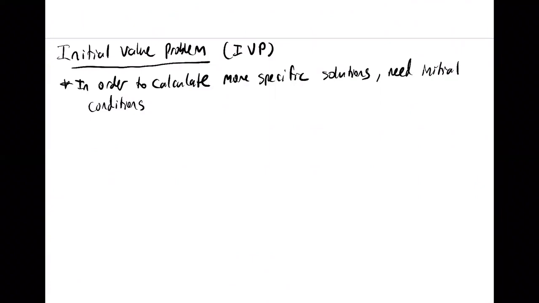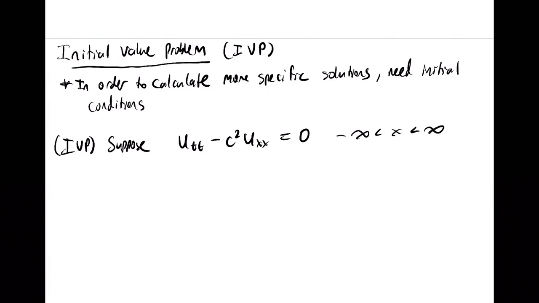And so for the wave equation, it takes the following form. Suppose I know that my function u is a solution to this equation, so u_tt minus c squared u_xx is equal to 0, where the input variable x is between minus infinity and infinity. And suppose also that I have two initial conditions. Let's suppose that when time is equal to 0, right before I let time evolve, my function u is equal to some other function, say phi of x.